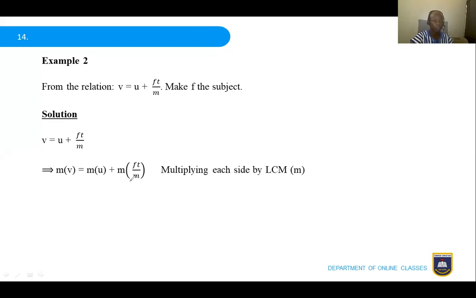If you do that, you will see this M at the denominator will now cancel this M, which is multiplying, so that you will now be left with the formula MV. M times V will give us MV equal to M times U, which will also give us MU, plus F times T times this one. You know, there is one in front of the bracket and that will also give us FT. So this is what we have now.